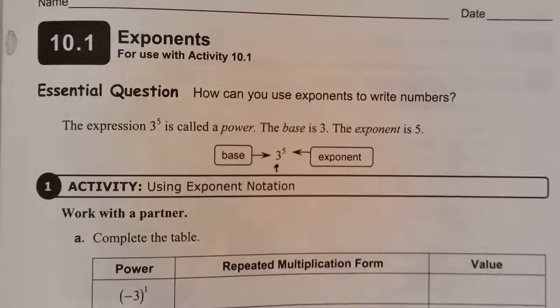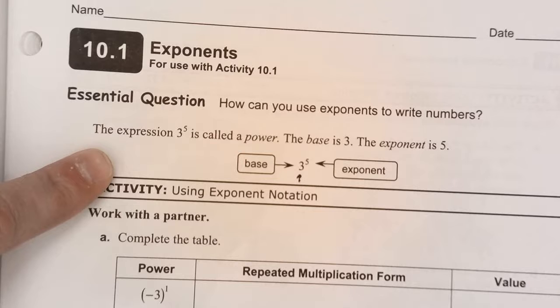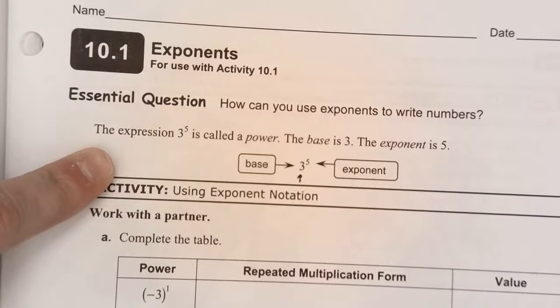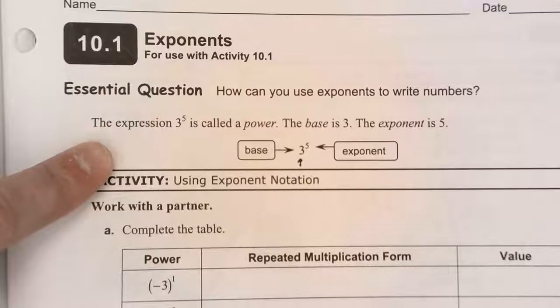Okay, hey guys, this is 10.1 and this is our introduction to exponents. Now, exponents is really just repeated multiplication, which we're about to see.